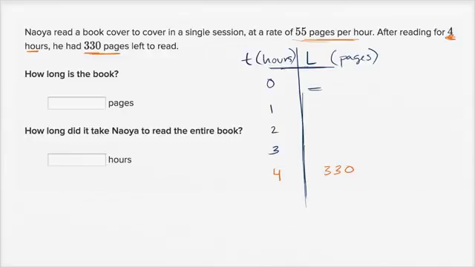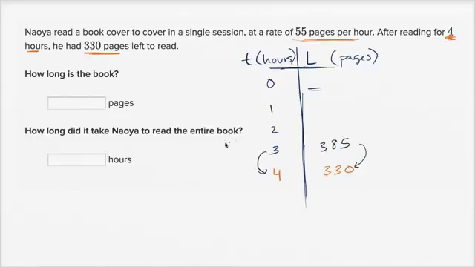Well, remember, every hour that goes by, he has read 55 pages. Remember, this 330 isn't how many pages he's read. This is how many he has left to read. So after every hour, he has 55 fewer pages to read. So at 3 hours, he should have 55 more pages to read. So at 3 hours, 330 plus 55 would be 385.